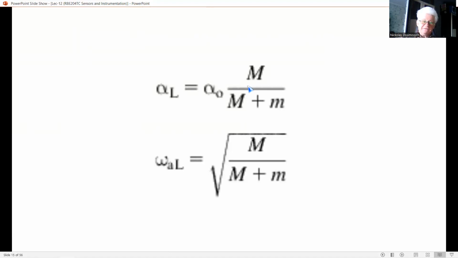And the resonance frequency is lowered by a factor of the square root of M capital over M capital plus M small, according to the previous equation, where the subscripts denote the unloaded and loaded situation respectively. Okay? These two equations allow quick assessment of the loading effects when applying an accelerometer.